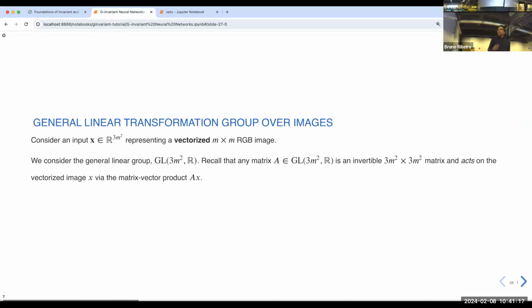Okay, so now let's look at images. Let's consider a vector input. Remember, we are no longer talking about the tensors, right? We are talking about a vector now. And then we are going to consider the general linear group with the dimension of the input, okay? Any matrix in this group will have to be invertible. It's an invertible 3m squared by 3m squared matrix that acts on the vectorized image via the matrix-vector product, AX, right, where A is in this group.